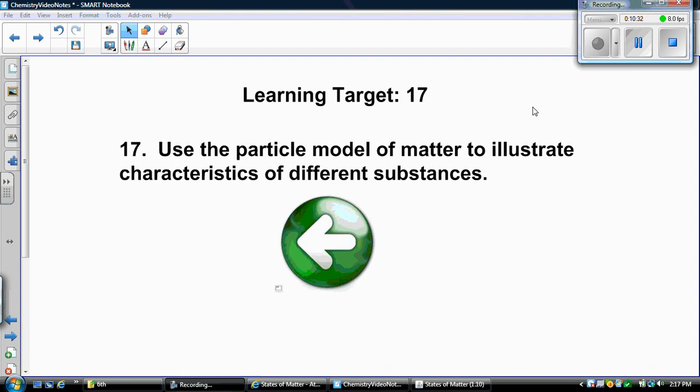Okay, so now hopefully you've got a better idea of what the particle theory of matter illustrates and how it helps us define and classify different substances using atoms.